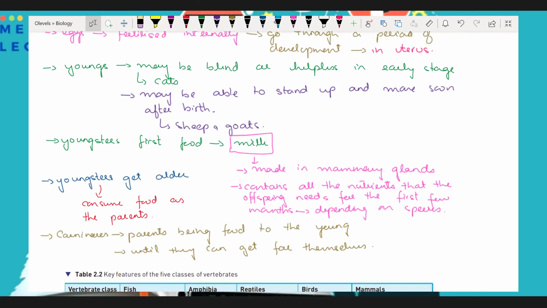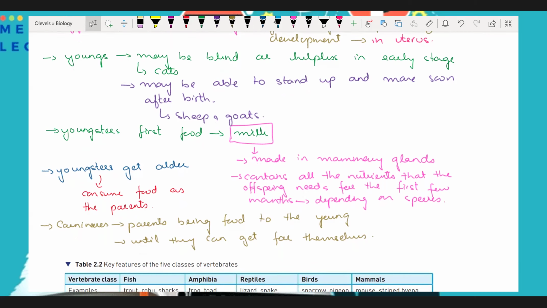And the youngsters' first food is milk that is made in the mammary glands and that contains all the nutrients that the offspring needs for the first few months, depending upon the species. And as the youngsters get older, they consume food as their parents consume. In the case of carnivores, their parents bring food to the young until they can get it for themselves, such as lions, tigers. You must have seen things similar to it on Animal Planet and things like that. Their parents fetch food for them, right?